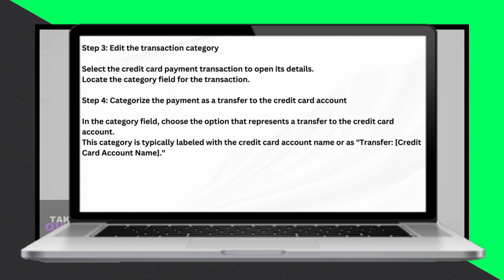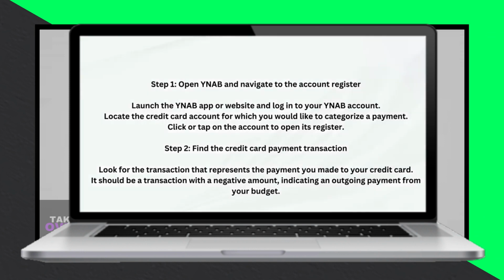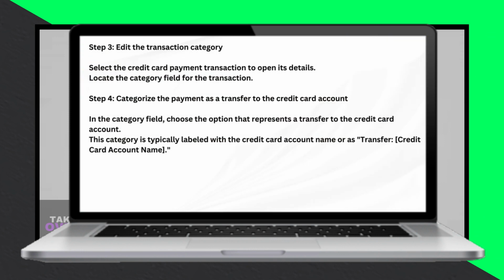Proceed by editing the transaction category. Select the credit card payment transaction to view its details and locate the category field for the transaction. Categorize the payment as a transfer to the credit card account. In the category field, choose the option that represents a transfer to the credit card account. This category is typically labeled with the credit card account name or as transfer to credit card account name.